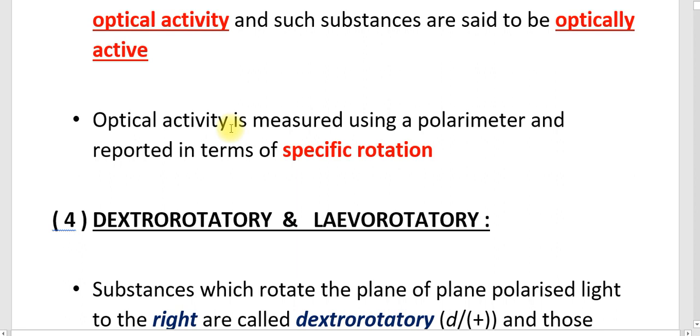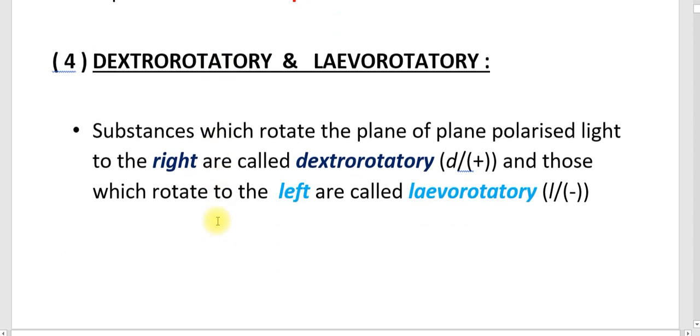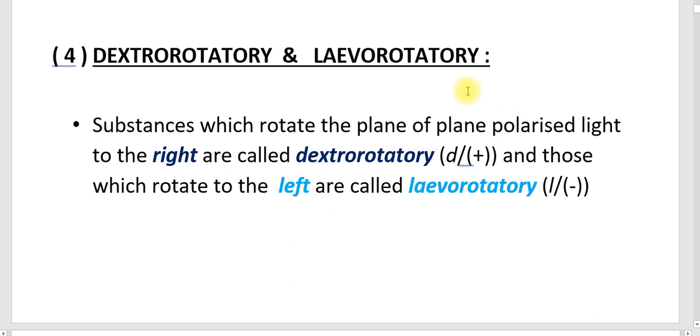That is, the optical activity is measured in a unit which is called the specific rotation. So, the specific rotation will give the information about the optical activity. Next is the dextrorotatory and levorotatory. We know that the substances which rotate the plane of polarized light to the right are called dextrorotatory, which is represented with a D or with a simple plus. And those which rotate the plane of polarized light to the left are called levorotatory, which is represented with the letter L or otherwise with a minus sign.